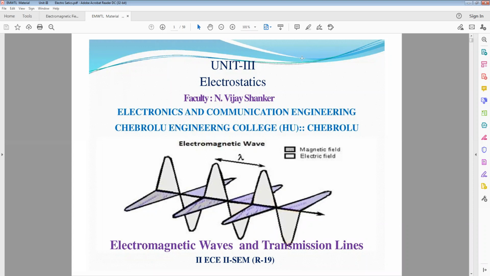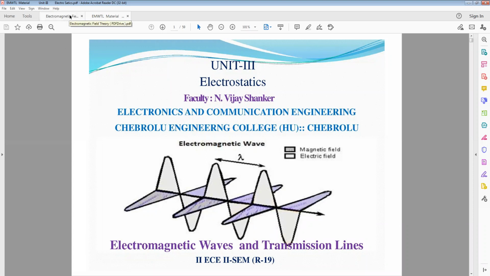In the last classes, we completed the examples related to transmission lines 1 and transmission line 2. Today, we are going to discuss the examples in the third unit, that is electrostatics.